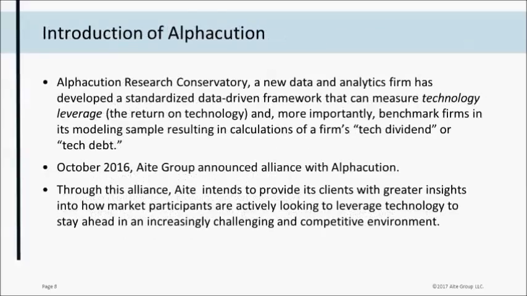And this leads us to a very brief introduction of Alphacution and why Aite Group, us, have decided to put together a partnership. As Lori mentioned before, I think probably in a much better way, Alphacution is basically a data and analytics firm that's developed a standardized data-driven framework that could help you measure technology leverage, also known as return on technology, and perhaps more importantly, enable firms to calculate their tech dividend or tech debt. So by putting together this partnership with Alphacution in October of 2016, together we hope to provide our clients with unique insight into how to better leverage and manage their overall technology investments.